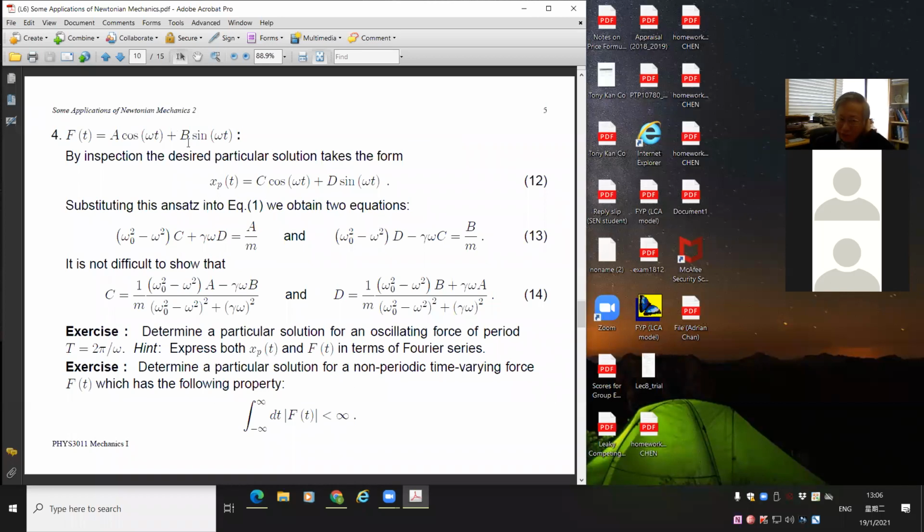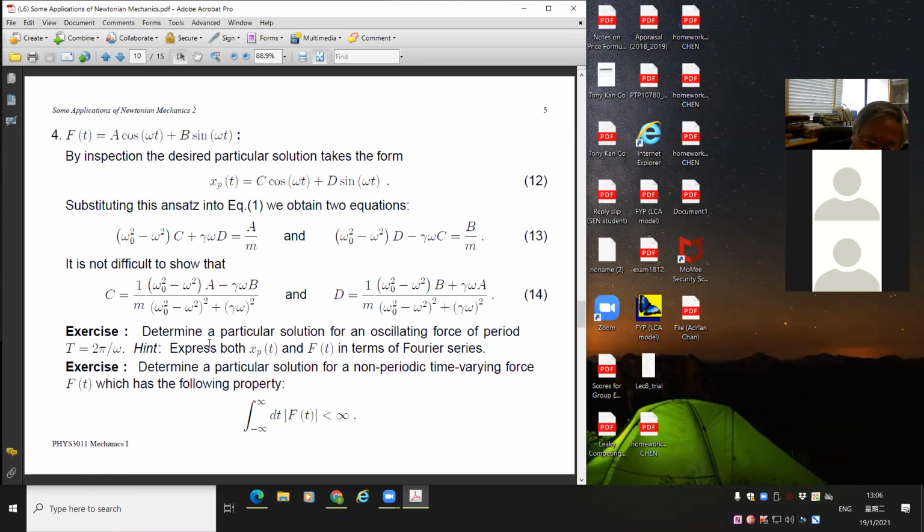So in general, if we have a sinusoidal f(t) given as a linear combination of cosine omega t and sine omega t, then the desired particular solution must take this form, right? Then we substitute this trial solution into the equation and collect the like terms and set the corresponding coefficients equal to 0. Then we will get these two equations. We have two unknowns and two equations, so we can get these two unknowns right away, all right? Okay, here are two exercises for you.